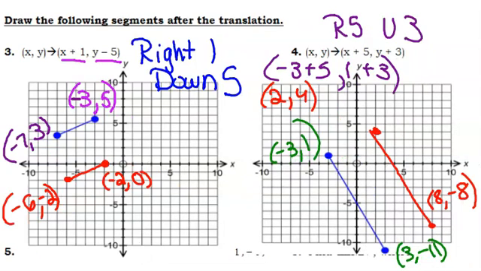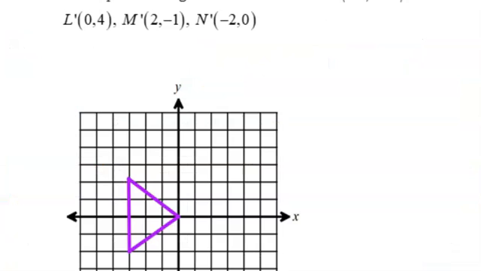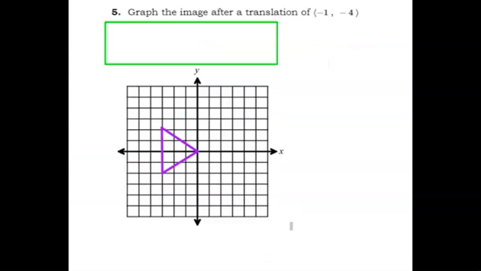So I have (2, 4) as my point, and then I have (8, -8) as my other point. Again, if you notice, it's the same line, it's just moved. Number 5 is, so I apologize for that. So we have this image. So graph the image after the translation of (-1, -4).